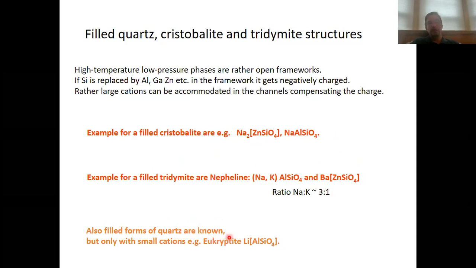For example, eucryptite. We have a quartz structure in which some of the silicons are substituted by aluminums, and then the anionic charge in the framework is charge compensated by lithium. Filled versions of the coesite structure are not known. That is because the coesite structure is already too dense. Remember, the coesite structure, the high pressure polymorph of SiO2, is too dense in order to accommodate smaller cations. All right, then let's stop at this point.